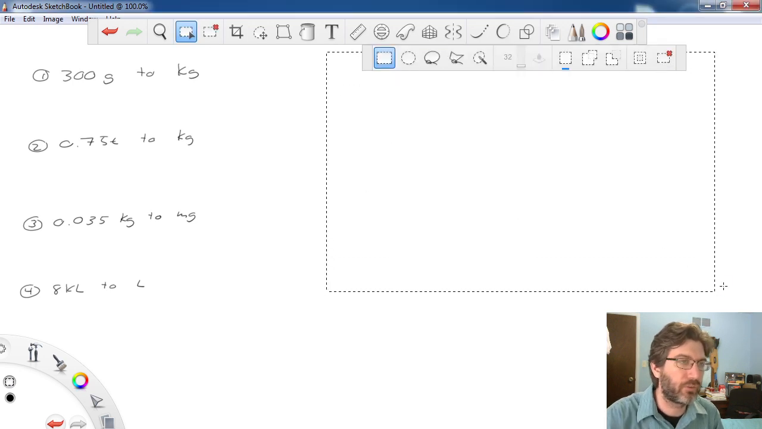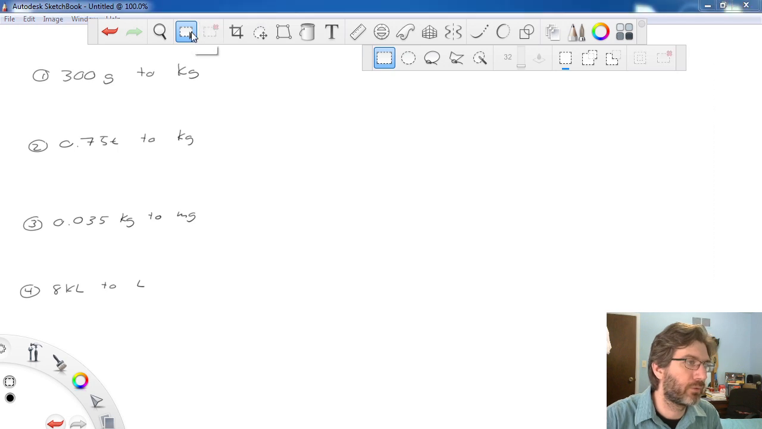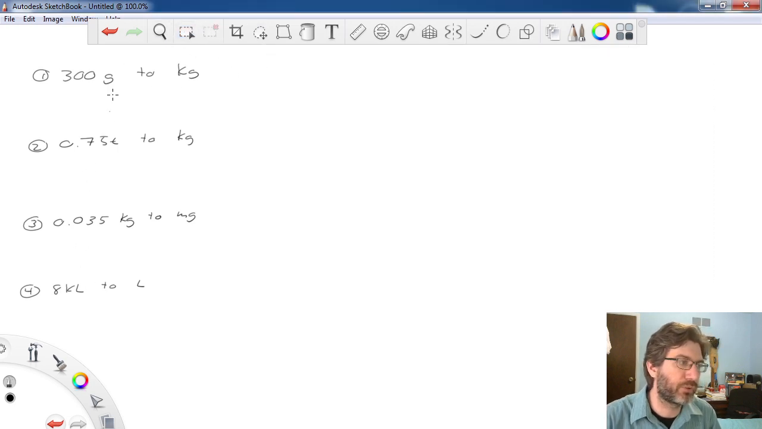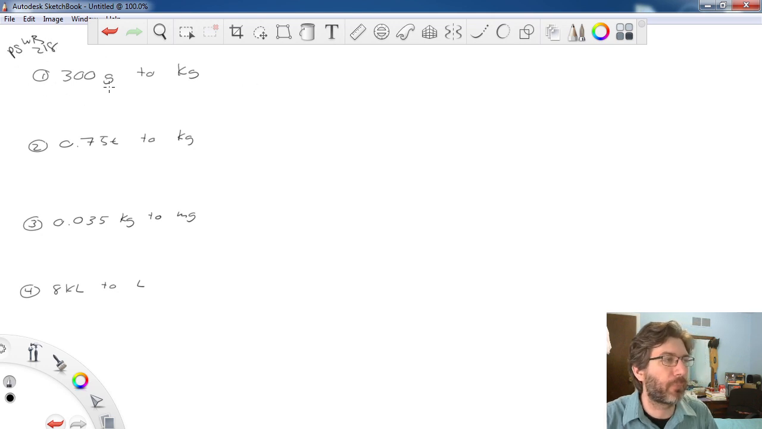Alright, let's look at the first 4 you were doing over here. These are actually the first 4 in your homework as well. So if you're looking at your homework page, this is from workbook page 218. Here we're going from grams to kilograms. So again, you're going to start off with what you know.